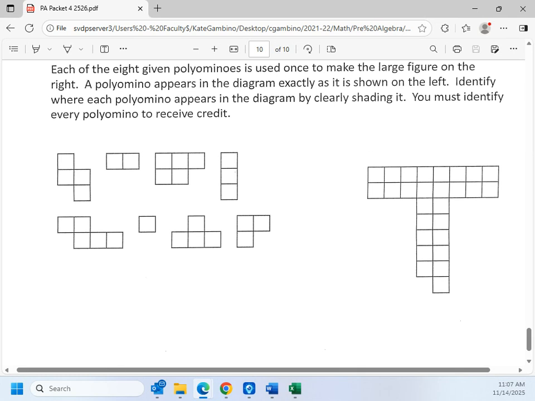Our last page is the polyomino. Slide them over, no turning, no flipping, just slide them all into place. That is our packet number 4. It is due on the 25th. Have it to me by next week, Friday, to make any corrections.